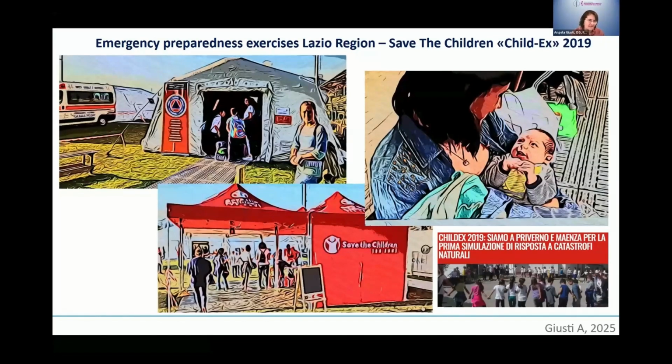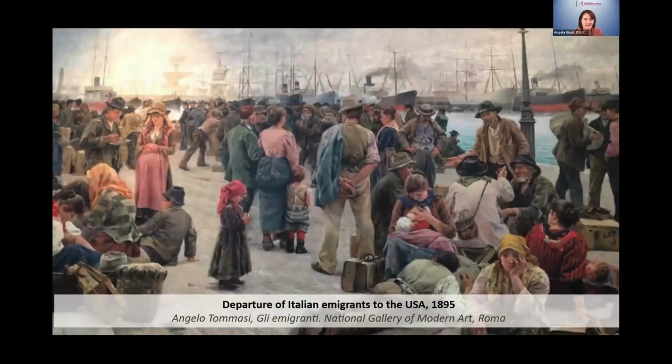Next one. And we are almost at the end. I included this slide just as a counterpoint to the one about the boats crossing the Mediterranean Sea, to remind us that we too were once migrants leaving Europe for America in search of a better life. And in 1895, the painter captured the natural presence of children of all ages in these paintings, breastfeeding or toddlers.